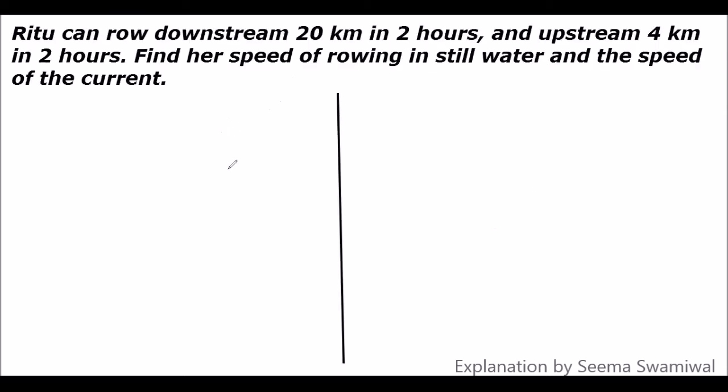This is the first part of question number 2 given in your NCERT. Having mastery over word problems should be the main aim while solving the questions of the third chapter. So Ritu can row downstream 20 kilometer in 2 hours and upstream 4 kilometer in 2 hours. First of all, you need to understand what is downstream and what is upstream.